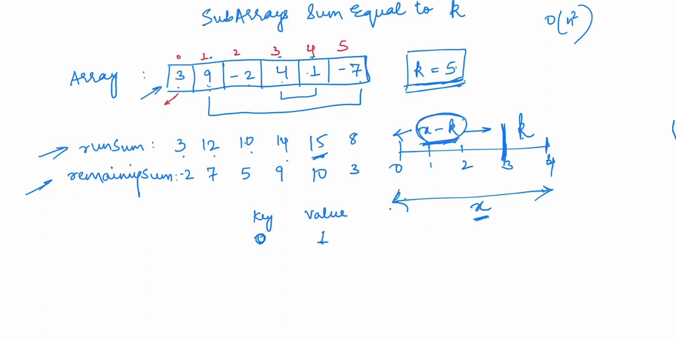Now, what we are going to do is, we are calculating the running sum. Okay, is this value already present in the map? If yes, then we are just going to increment the value by 1. If not, then we are going to insert a new value.